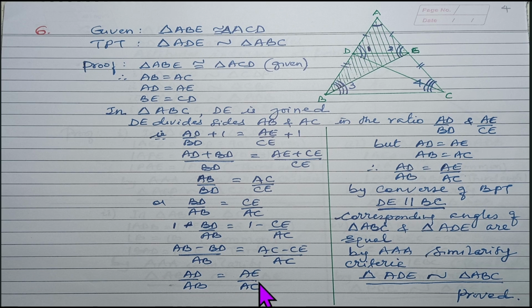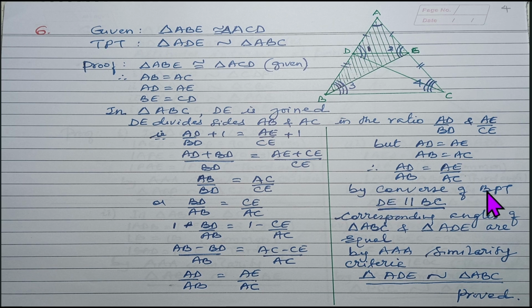Now here again AD is equal to AE, because the two triangles are congruent, and AB is equal to AC because they are congruent. So we have AD upon AB is equal to AE upon AC, because AD and AE are equal, AB and AC are equal, this and this will be equal to 1, that means both are equal. So therefore we have AD upon AB is equal to AE upon AC.